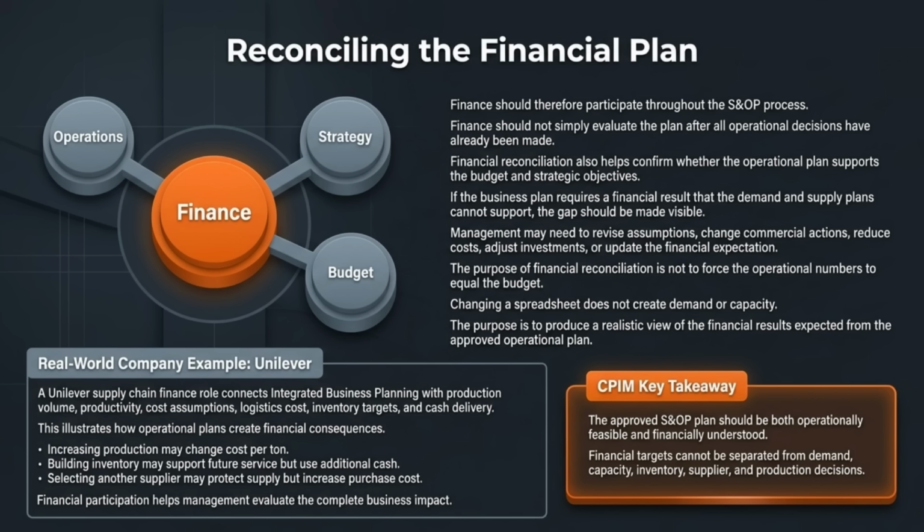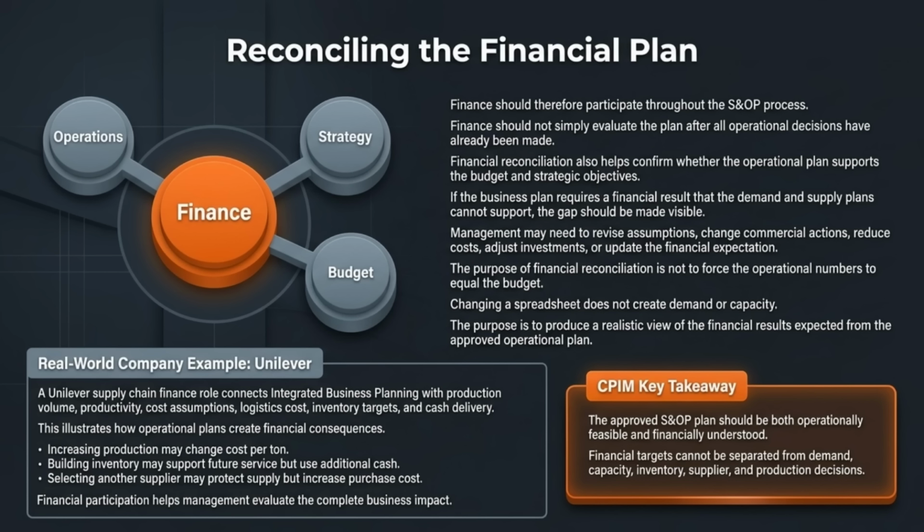Real-world company example: Unilever. A Unilever supply chain finance role connects integrated business planning with production volume, productivity, cost assumptions, logistics cost, inventory targets, and cash delivery. This illustrates how operational plans create financial consequences. Increasing production may change cost per ton. Building inventory may support future service but use additional cash. Selecting another supplier may protect supply but increase purchase cost. Financial participation helps management evaluate the complete business impact.